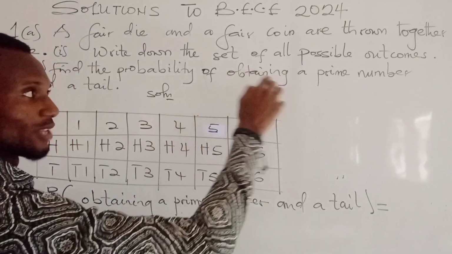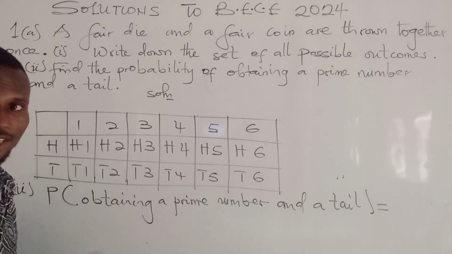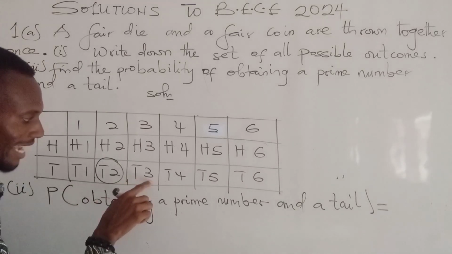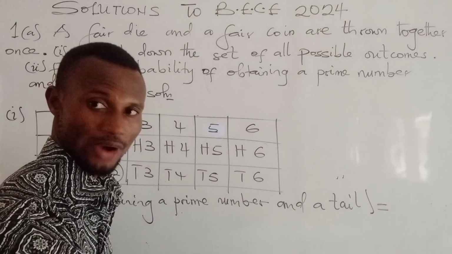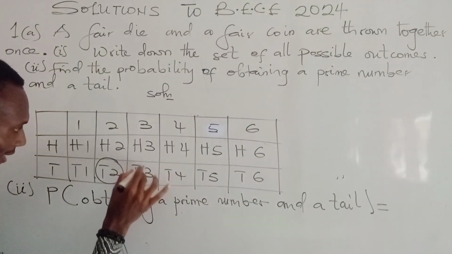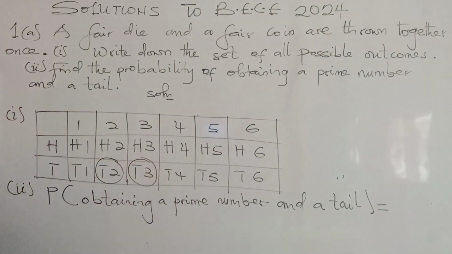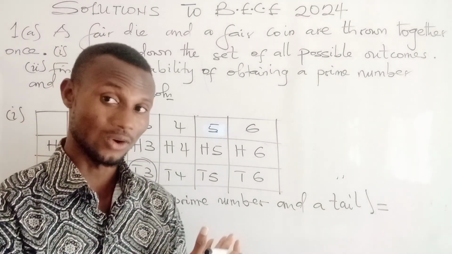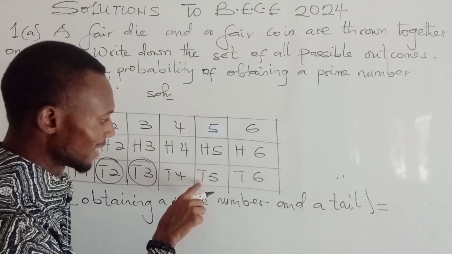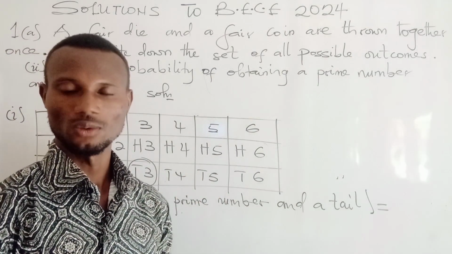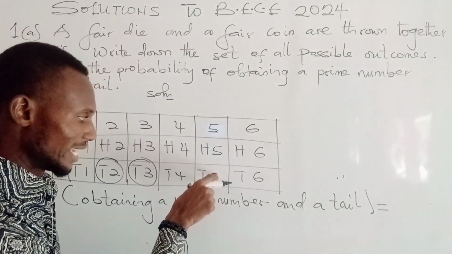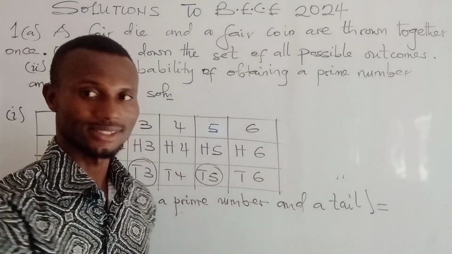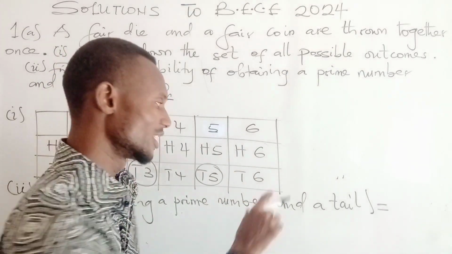So the probability of obtaining a prime number and a tail, we can consider this one. Let me circle this one as part. Then let me come to this one. We have tail and 3. 3 is also a prime number, so this one can also be considered. Then we have tail and 4. Now 4 is not a prime number, so we cannot consider that one. This one we have a tail and 5. Now 5 is also a prime number, so we can consider it, being attached to tail. Now we have a tail and 6. 6 is not a prime number, so this cannot be part.